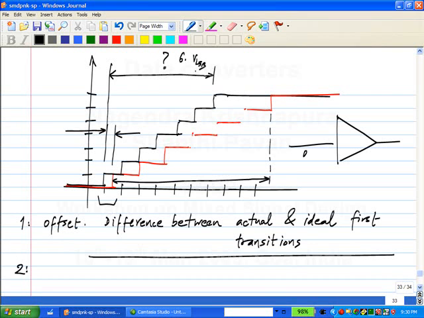Right? So basically, if I apply this factor, I can shrink the entire characteristic, the red characteristic, to coincide with the black characteristic. What do I need to do to make this coincide with this? I have to first drag it to the left by an amount equal to the offset, and then I have to shrink it by this difference divided by the actual difference. Okay? Is that okay? Yes or no?